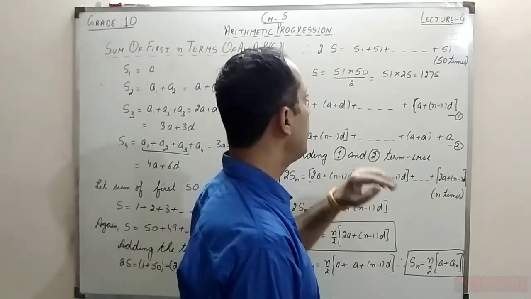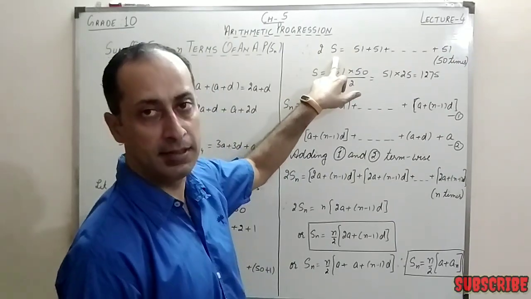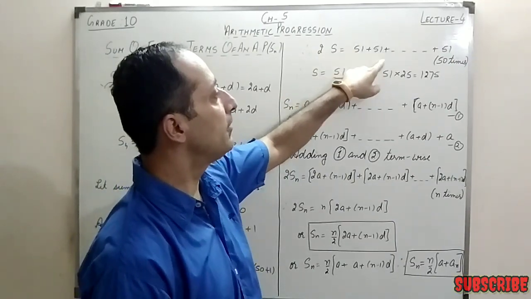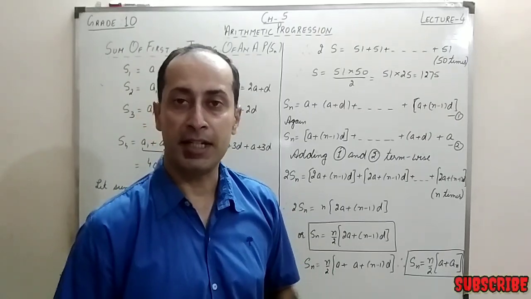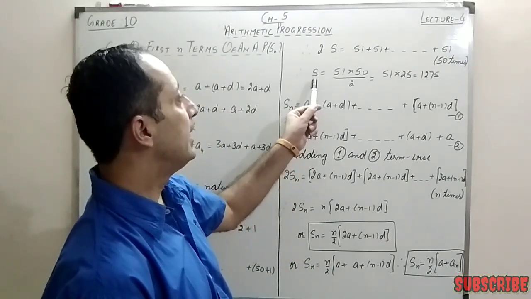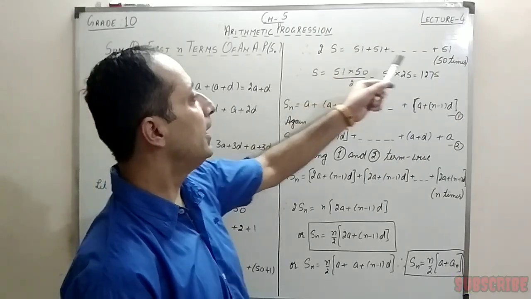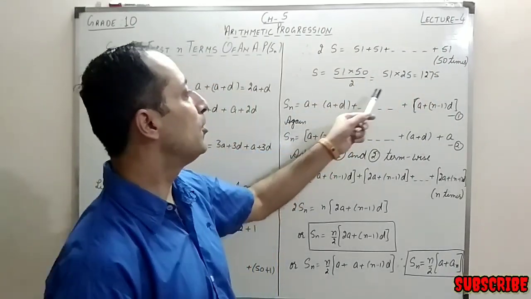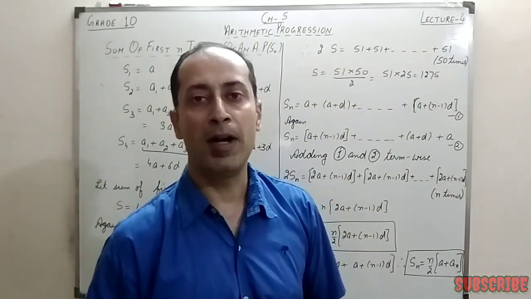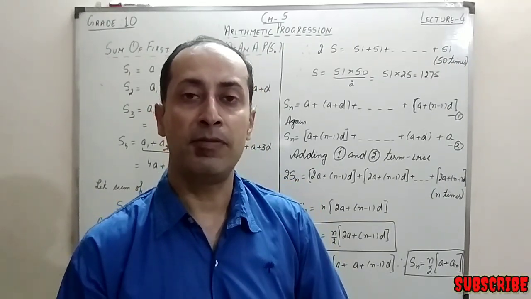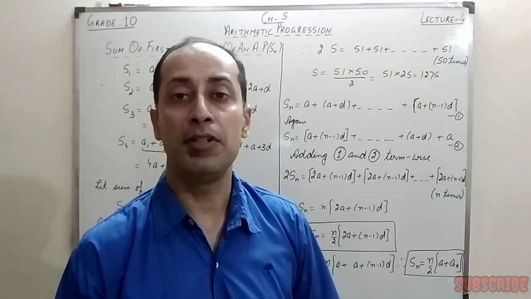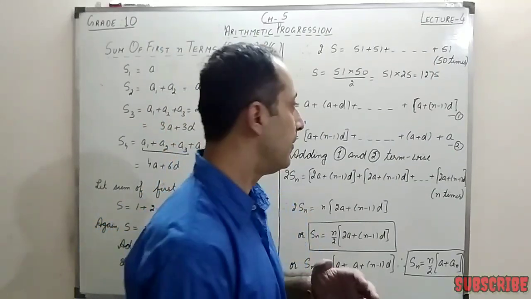So 2 into S is equal to 51 plus 51 up to 51, and these will be 50 times. It means that S can be written as 51 into 50 upon 2, and the answer is 1275. If I use the same method to find the sum of n terms of an AP, then surely I will get some relation. So let's see.